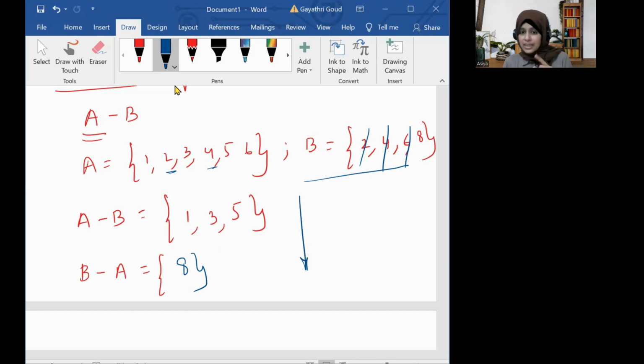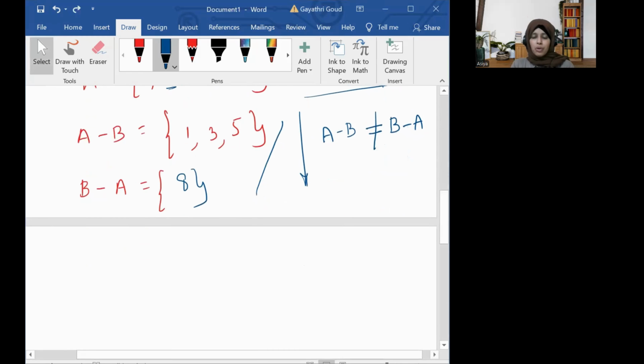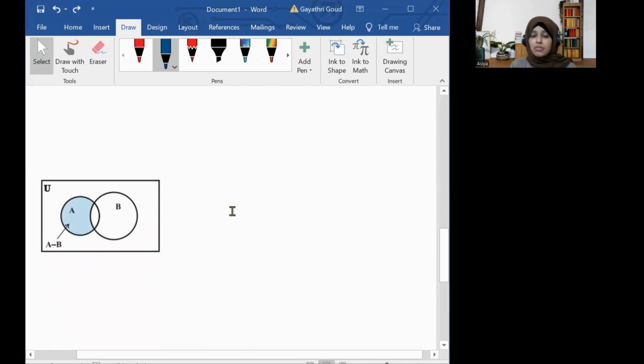Now, what do we understand from this? We understand that A minus B is not equal to B minus A. I hope this is clear. Now, how do we represent it in the form of Venn diagrams? Let us have a look at how we represent A minus B in the form of a Venn diagram.